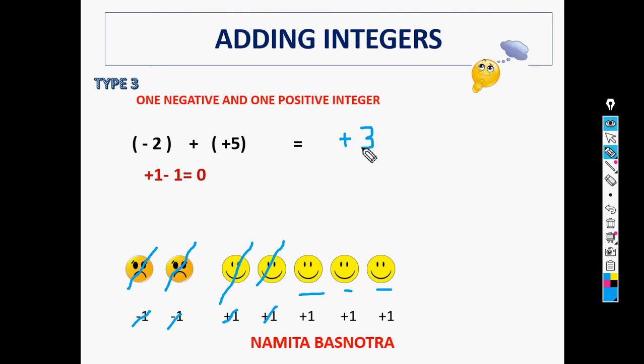Now it's not that you have to make the faces all the time. I just want to tell you the concept that we reduce the opposite signs here. The numbers with the opposite sign get reduced, because plus 1 and minus 1 is 0, and whatever is left, if you have positive faces left, that answer will come. If you have negative faces left, that answer will come.